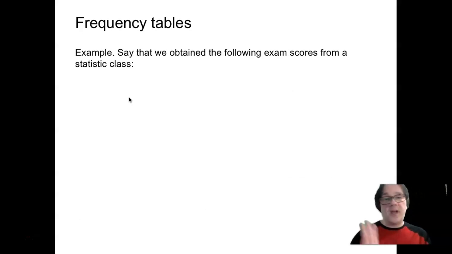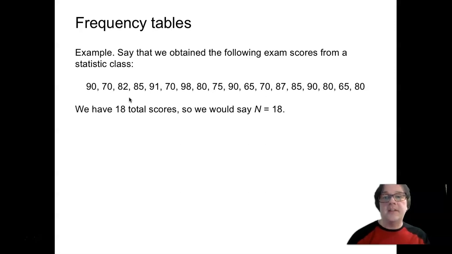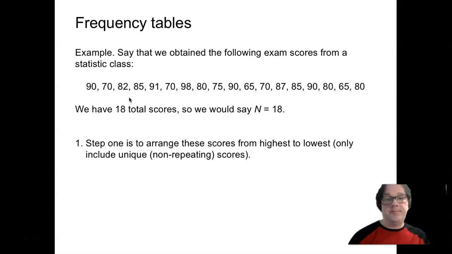So we'll use this as an example. Say we obtain the following exam scores from a statistics class. So these are, say, the exam scores from exam 1 in a stats class. So count them up. We have a total of 18 scores. So we would say N equals 18.